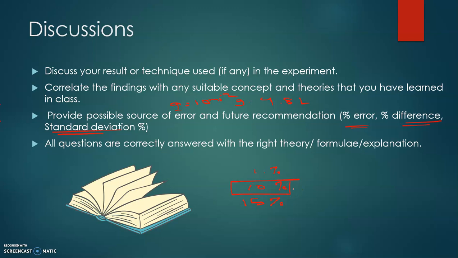When your calculated data has a variance with the theoretical value, you must provide the possible sources of error. As stated in Laboratory 0, the possible sources of error come from random error or systematic error. Both errors will affect the accuracy and also the precision of your measurements. You also have to answer the questions correctly based on the right theory and formula, or give good explanations regarding the questions.